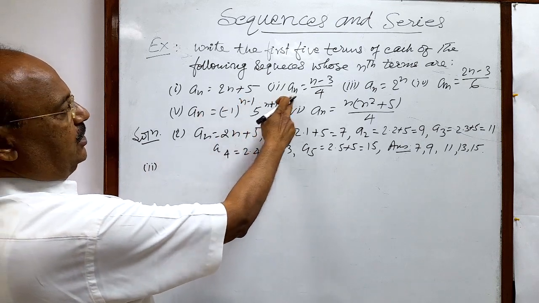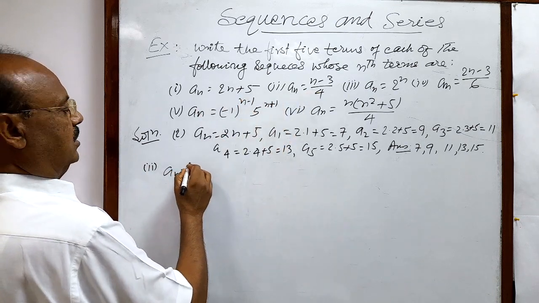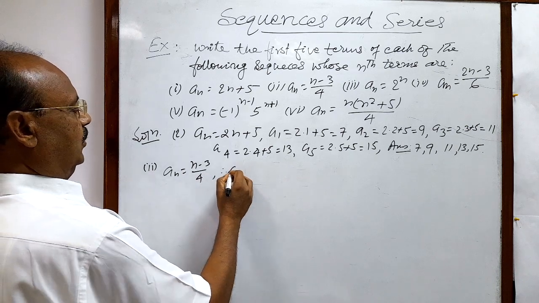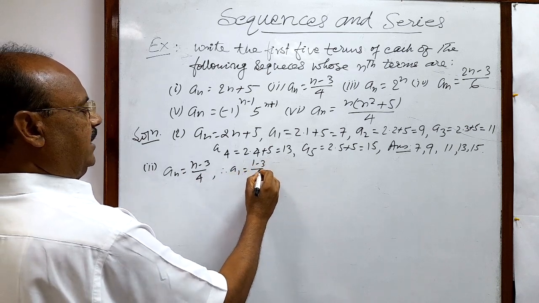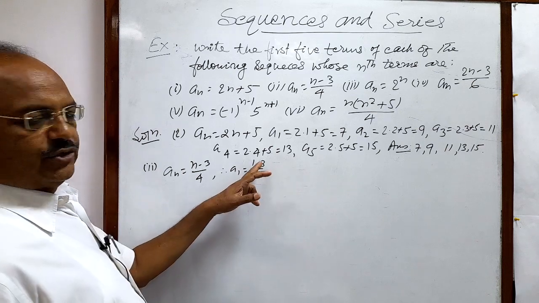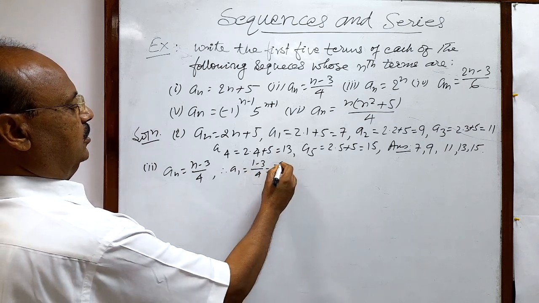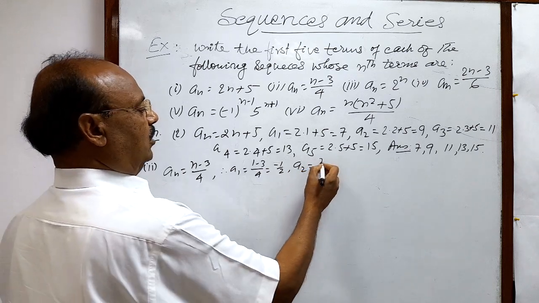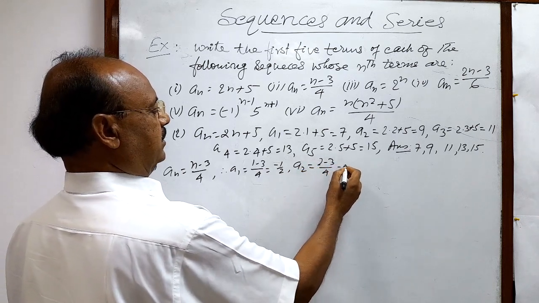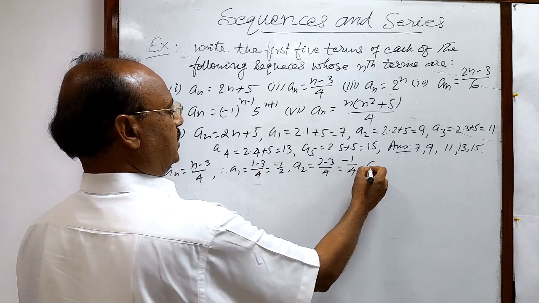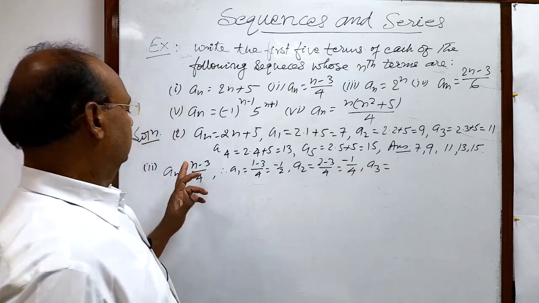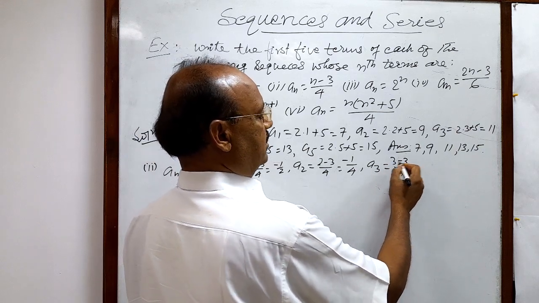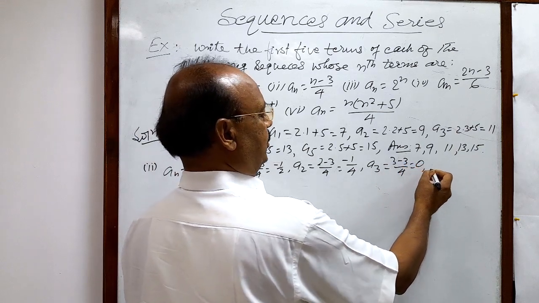Okay. Now let us see the second question. Here the general term an is (n - 3)/4. Correct? So therefore a1 is equal to (1 - 3)/4. This is minus 2 by 4, this is equal to minus half. And the second term is equal to (2 - 3)/4, and this is equal to minus 1 by 4. Similarly, the third term is (3 - 3)/4, 3 minus 3 is 0, so this is equal to 0.